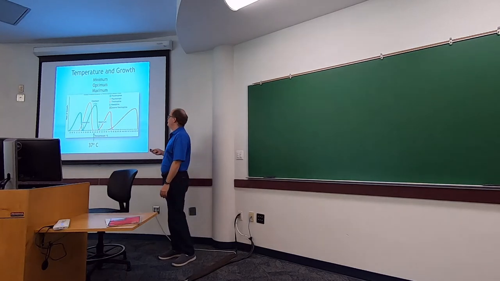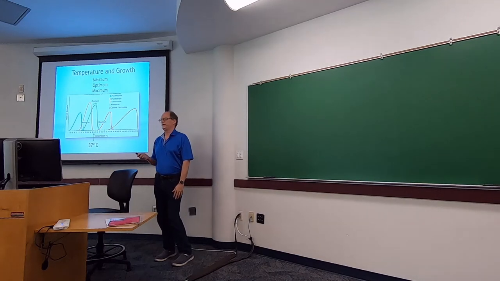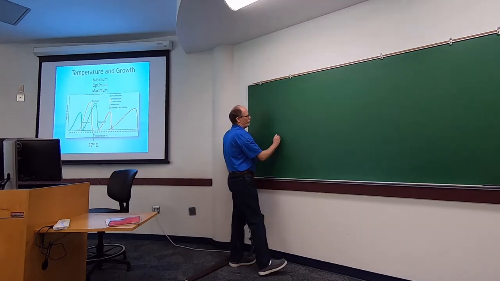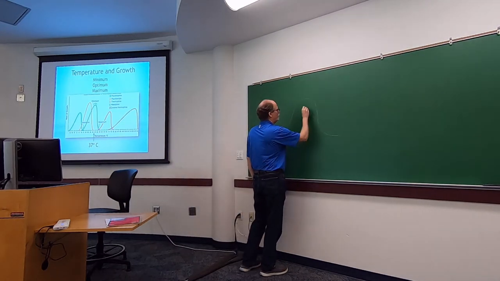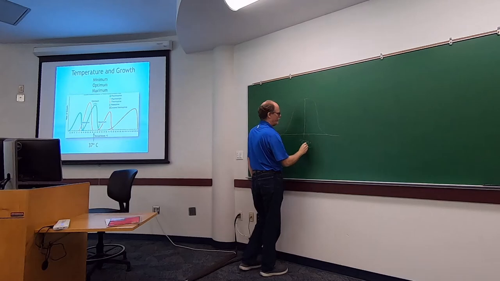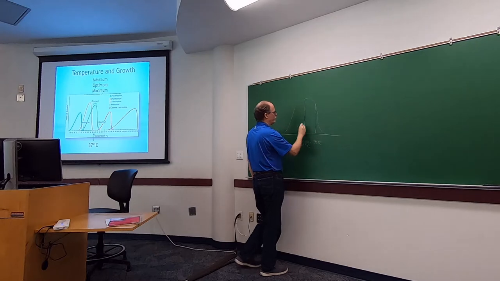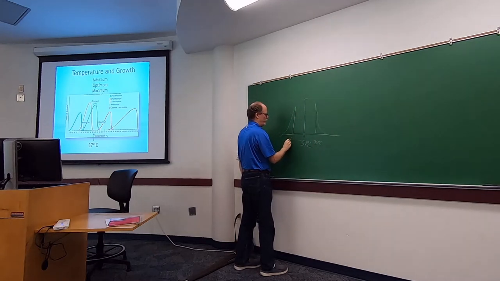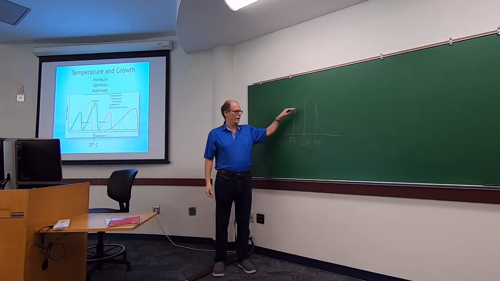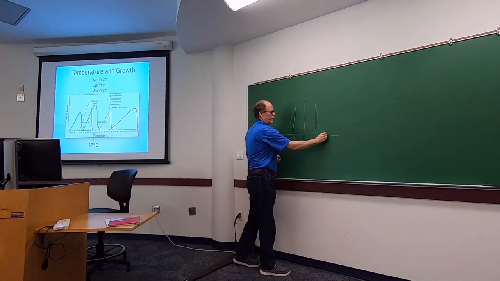I don't expect you to memorize all the different names for these. That's not important to know. I just want to give you a concept of 37 degrees. If we had a curve like this, at the top of the curve you get the best growth. But even at 39 or 40 degrees centigrade, or going the other direction down to 35 degrees, the bacteria still grow pretty well. You have to get way out at either end.